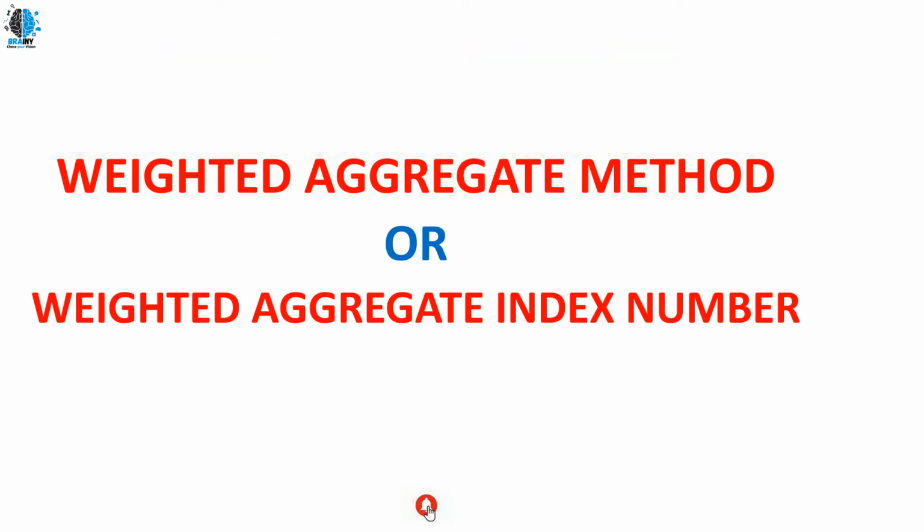In the method of weighted aggregate index number, you will have 7 different types of index number. All the different types I will be explaining in this video tutorial. At the end I will give you a simple tip to remember all the 7 index numbers under the weighted aggregate method. So please stay tuned till the end.